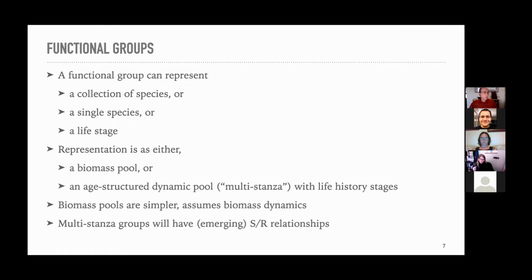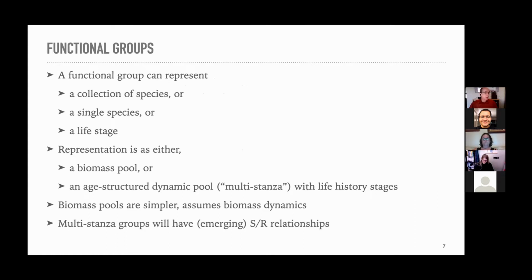Now, so much for the input parameters. This is basically what you need to construct the model. Then what goes into the model? Well, we typically talk about functional groups for that.